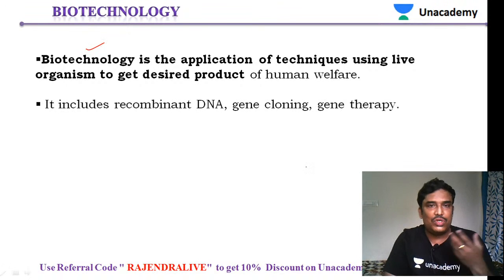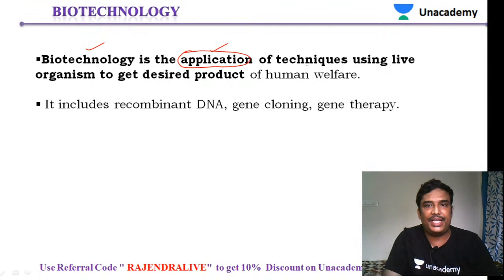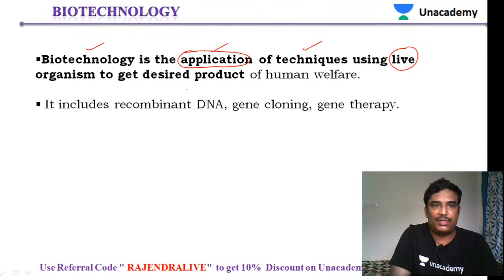So what happens in biotechnology? It is an application. So what is biotechnology? No doubt it is an applied branch of biology. So in this applied branch of biology, what happens? It is an application of techniques, using live organisms.